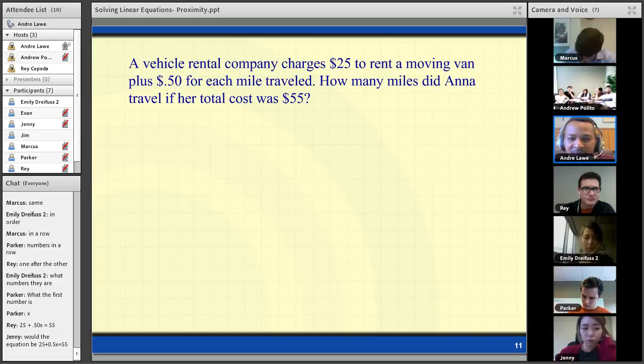Okay, Jenny, you want to tell us how you came up with that equation? So the $25 is the fixed cost, and Anna is charged 50 cents for each mile she traveled. So X would be the miles she traveled. So it'll be 0.5x plus 25, because that's a constant. And the total cost was $55. So 55 would be on the other side of the equation. Did anybody get a different equation than Jenny's?